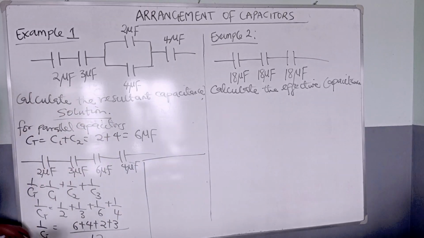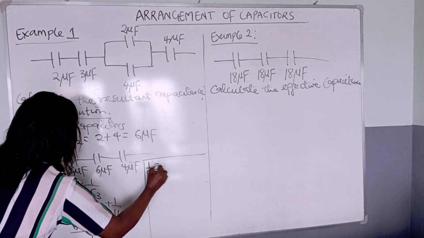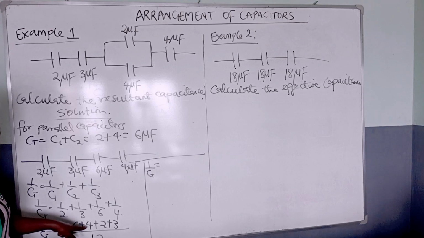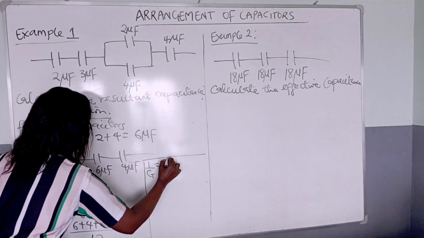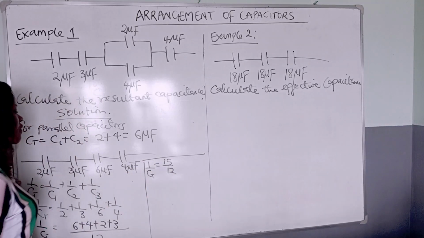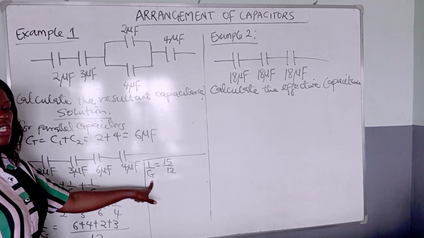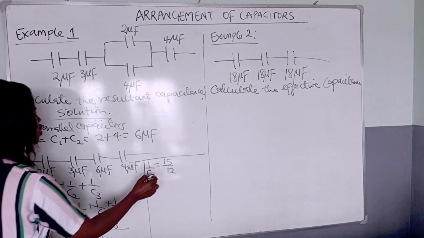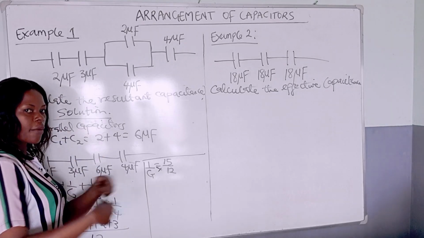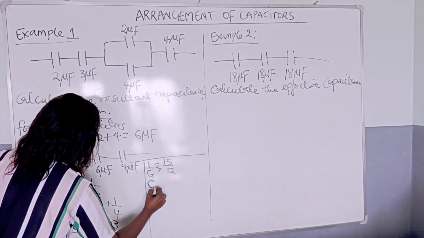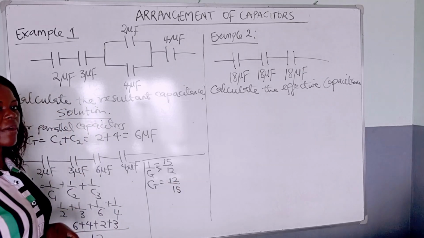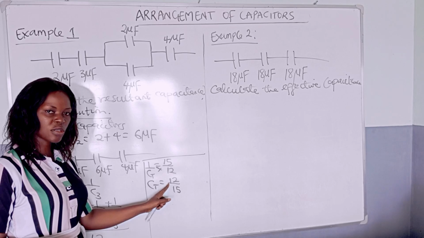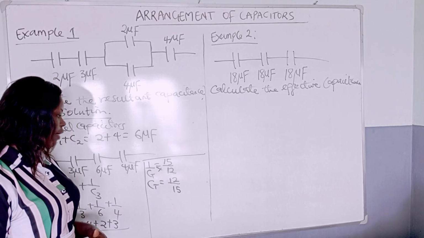So you're going to have 1 over C total is equal to, let us add them together. 6 plus 4 is 10. 10 plus 2 is 12. 12 plus 3 is 15. So we have 15 over what? 12. But because you're looking for C total and not the inverse of it, I'm going to cross multiply, or I'll carry it up and down. So this is Ct is equal to 12 over what? 15 microfarad.